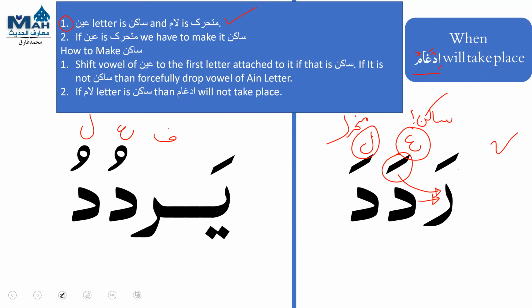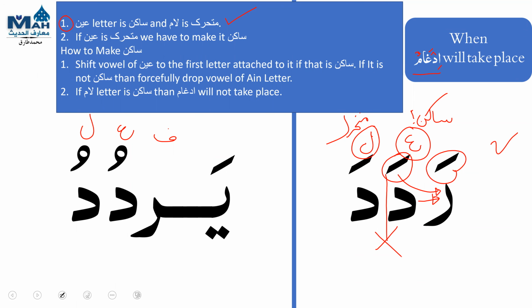But the previous one already has a vowel. So we are in trouble now, right? Already the position is filled. So what will we do? We will forcefully drop it. Now come to mudare.